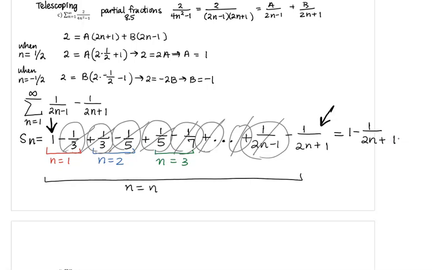Now that we have an expression for S sub n, to get our answer, we need to think about what is the limit as n goes to infinity of S sub n. And that limit is equal to 1 because the second term goes to 0, since the degree of the denominator is more than the degree of the numerator. Again, that's going back to Calc 1, thinking about how to evaluate these limits of rational expressions.